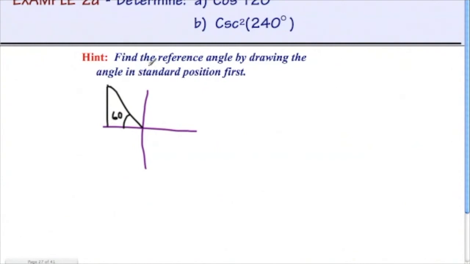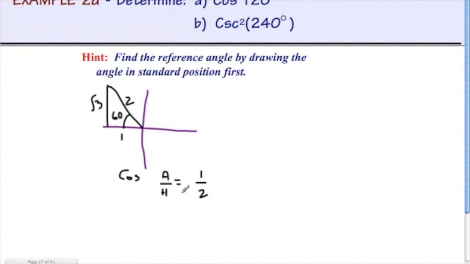Now we can label 1, 2, root 3. Remember, 1 gets the 30 and 60 gets the root 3. Now we've got the picture developed. Now we need to write what cos is. Well, cos we know. Cos is a over h. And we know the a from our picture above. Our a is 1 and our h is 2.